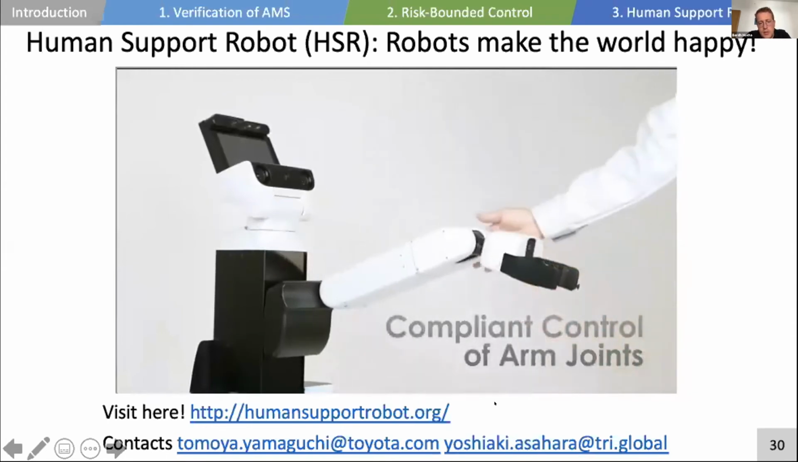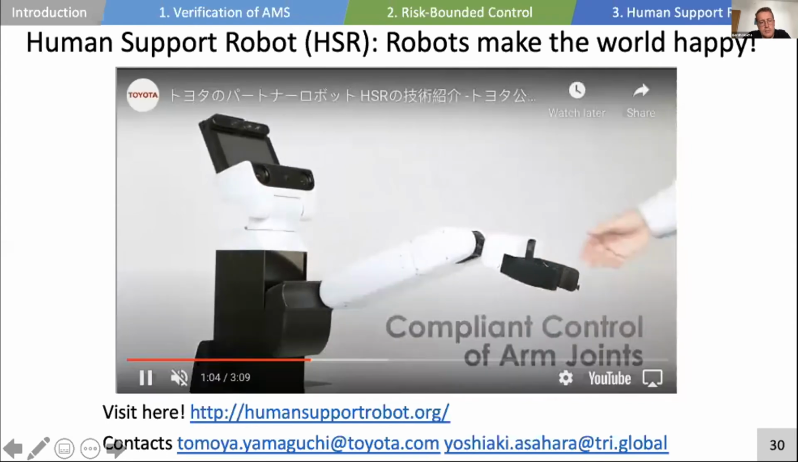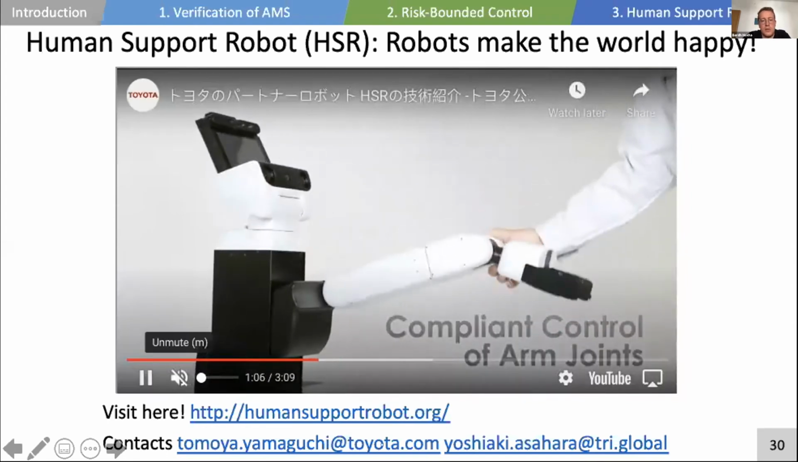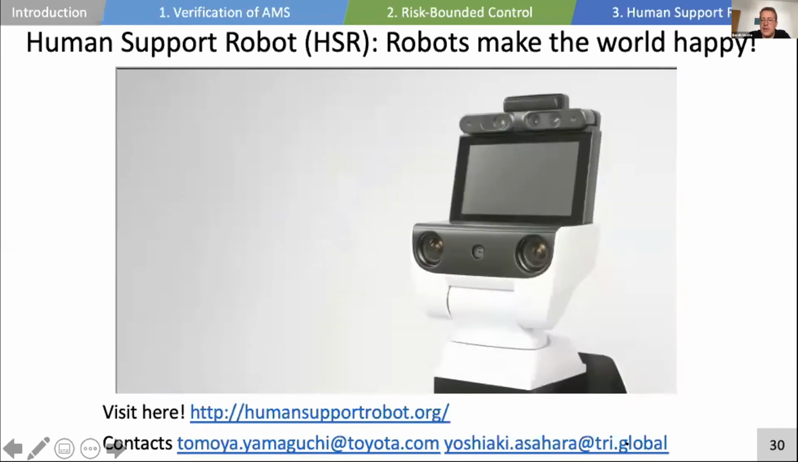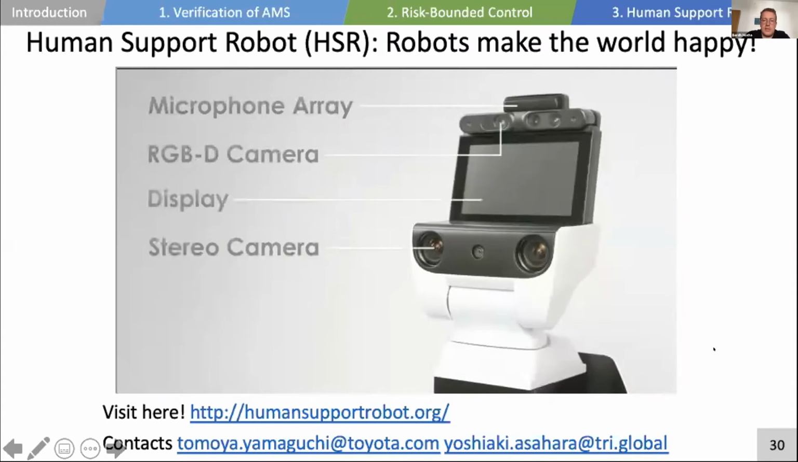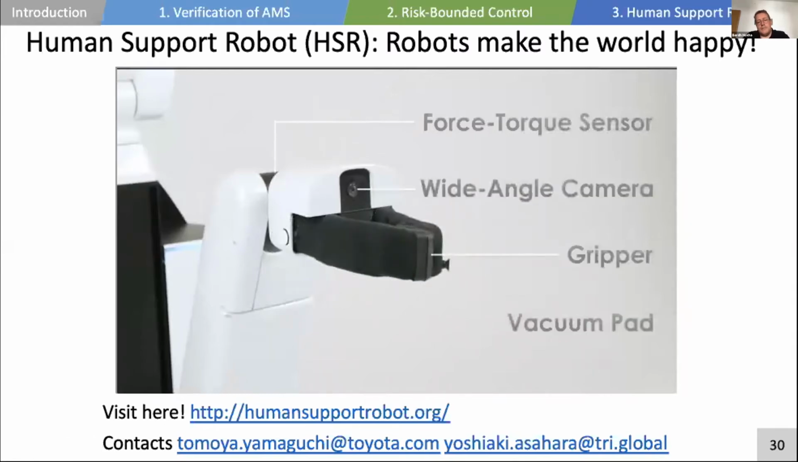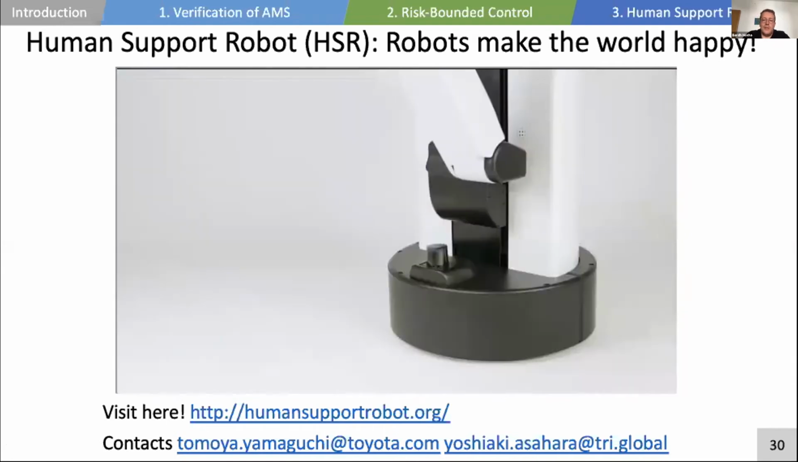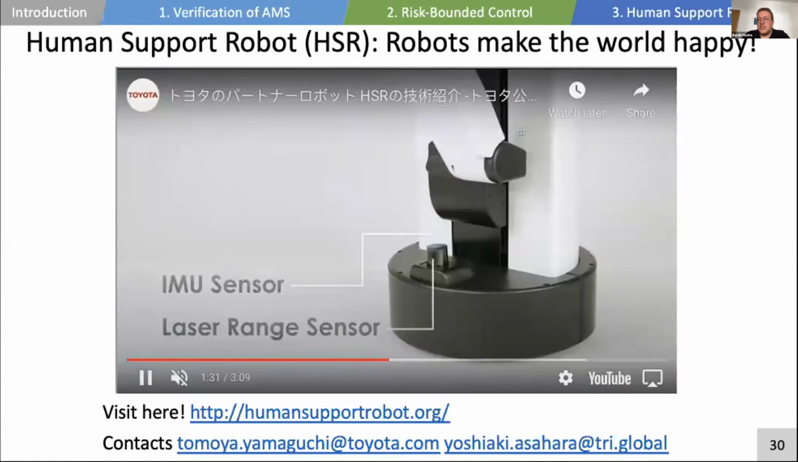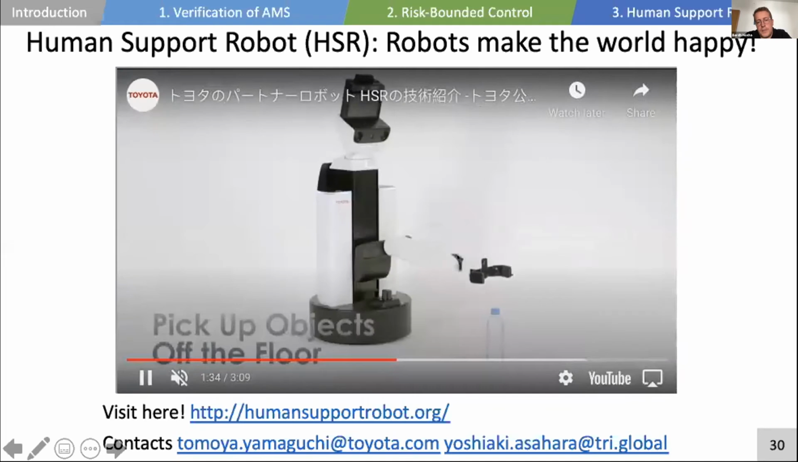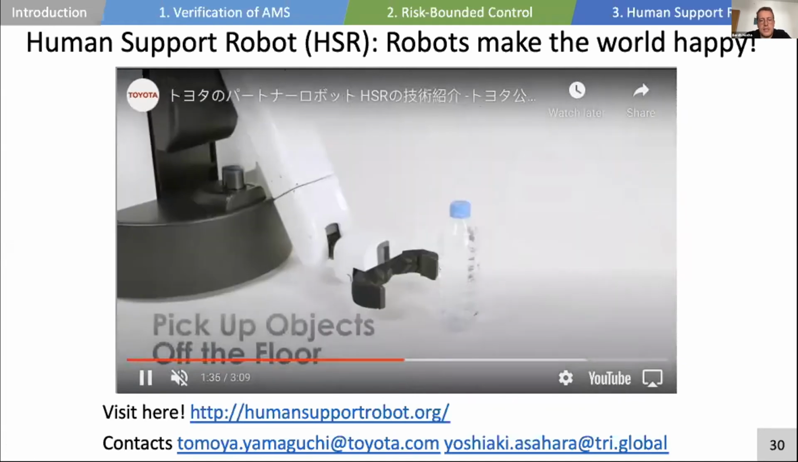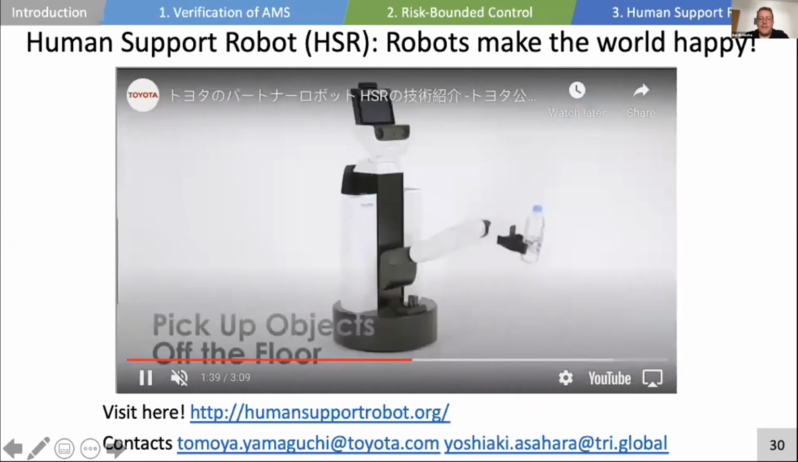to get access to the model for ROS and Gazebo. You should contact either Tomoe Yamaguchi at toyota.com, Yoshiaki Asahara at tri.global, or myself, and we'll try to set you up with an account so that you can download it. From my experience, the best part about this is that the documentation is excellent and very carefully developed. It was really a pleasure for me to work with it, and I just wanted to share it with you. Getting the robot itself is a bit more complicated, so I wouldn't have that as an initial expectation.